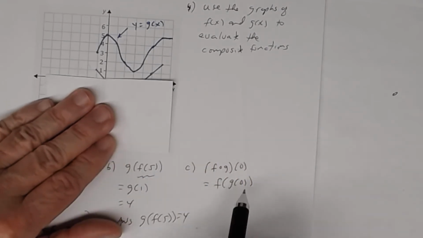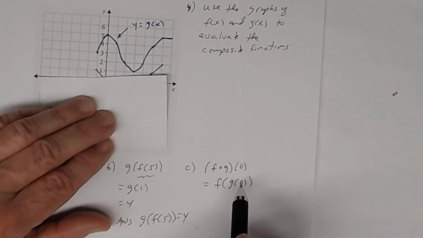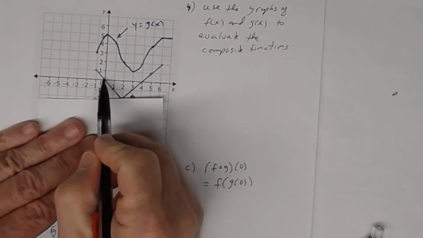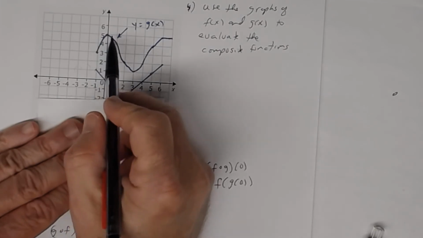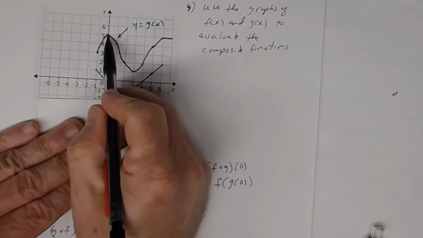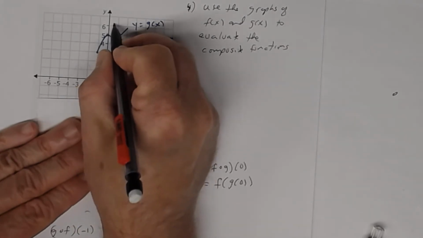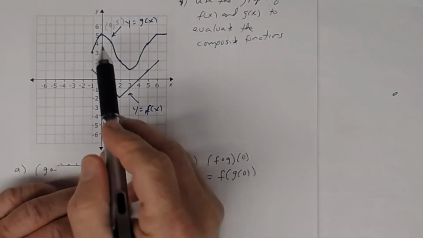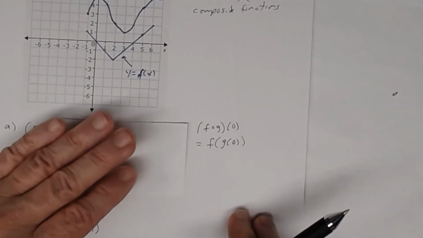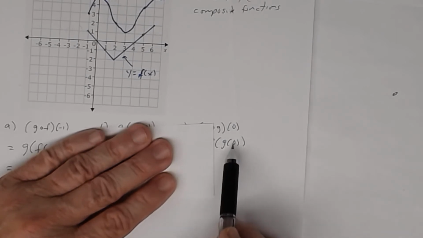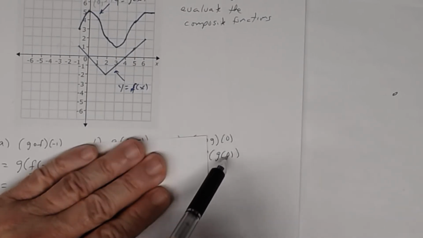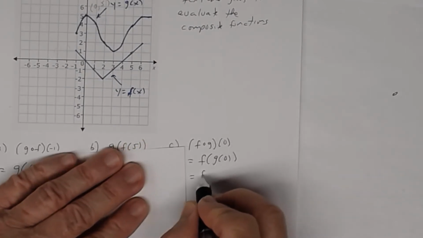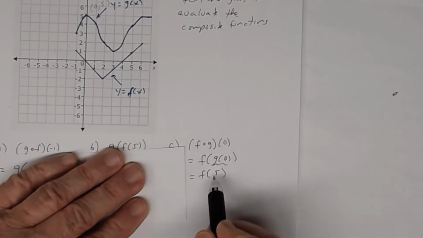So g of 0, so when x is 0, what's the y value? So here is where x is 0. See, x is 0 here. So the point corresponding to x equals 0 is here. Okay, so that when I label that, that is 0, 5, right? So when x is 0, my y value is 5. So g of 0 means what is y when x is 0? So when x is 0, my y value is 5. So that becomes f of 5. So g of 0 is 5.